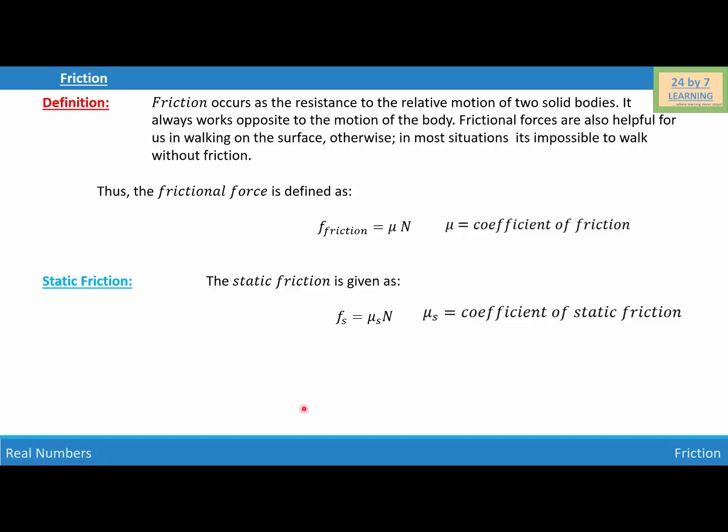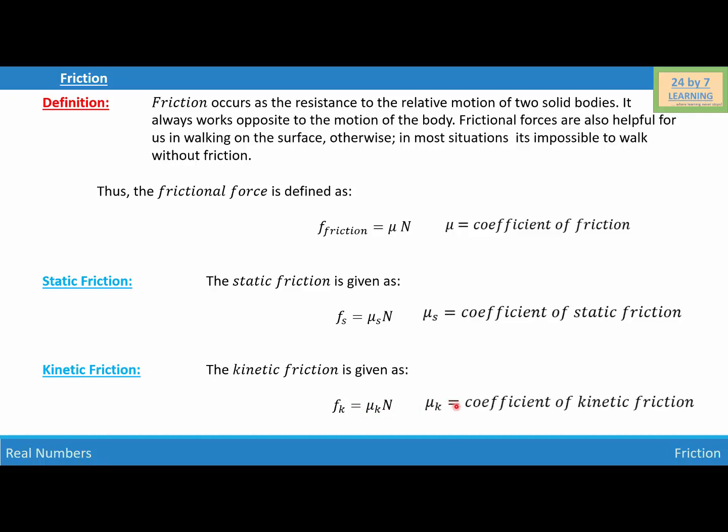The second type of frictional force is known as kinetic friction and is defined as F of k is equal to mu k times N, where mu k is the coefficient of kinetic friction and N is the normal force. And remember that the kinetic friction works when a body is moving. So basically, the frictional force changes from static friction to kinetic friction as soon as the body starts moving. And this is how we will define the friction.